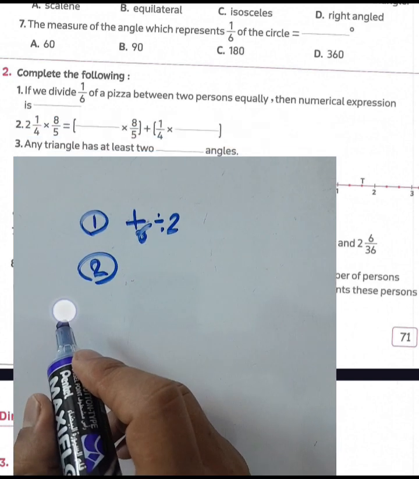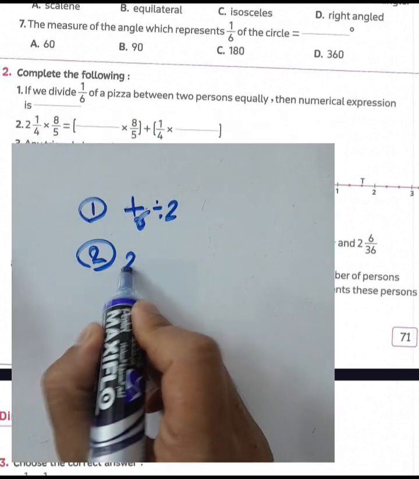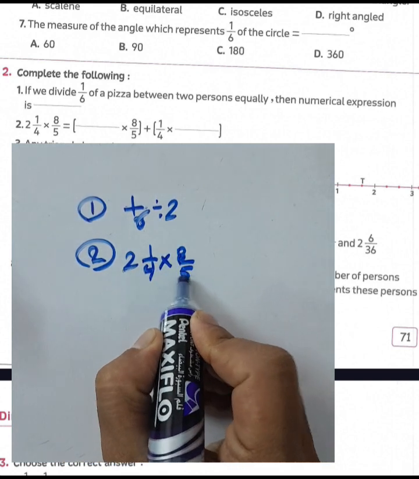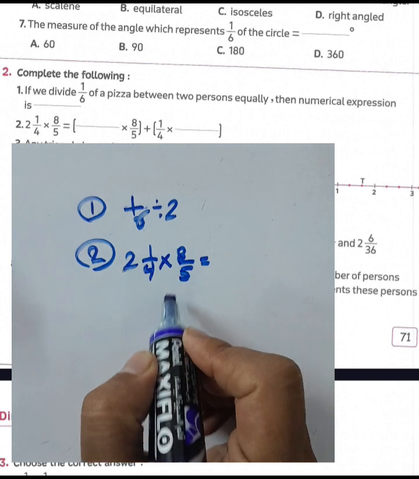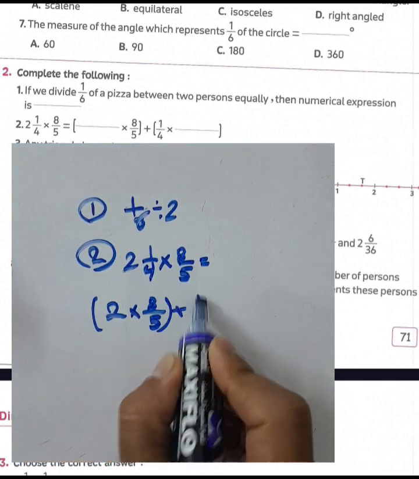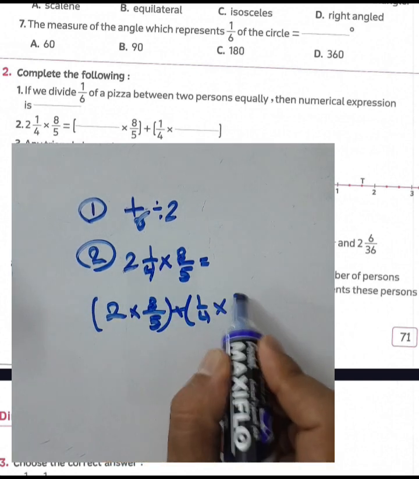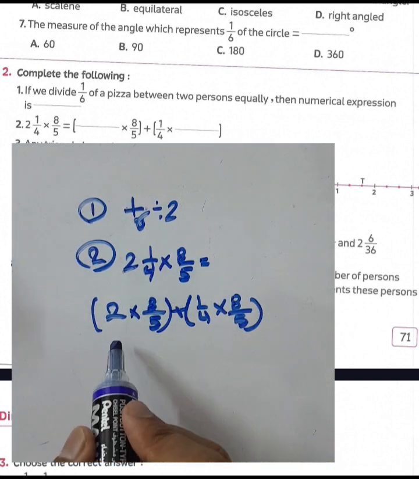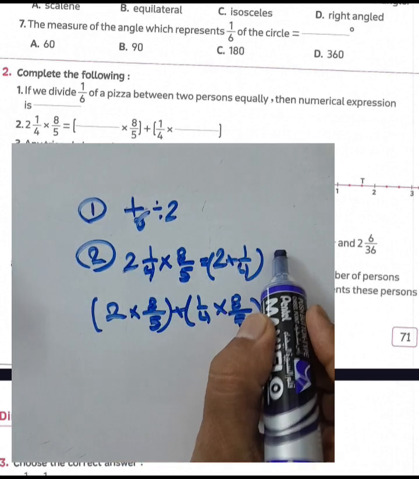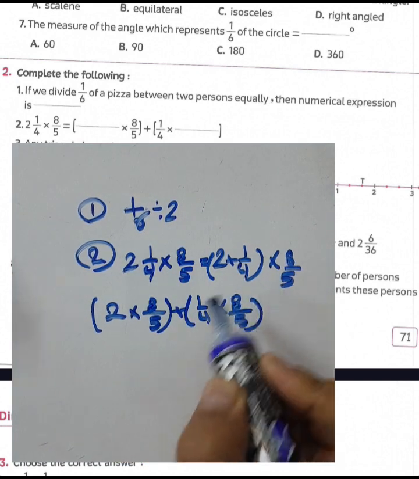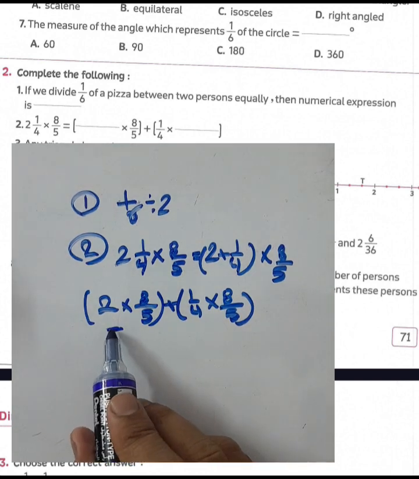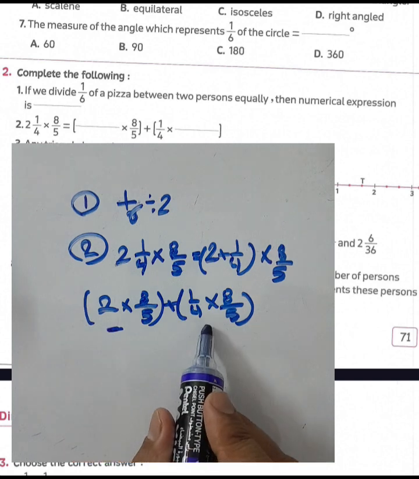Question number 2. 2 and 4 multiplied by 8 over 5. We can use the distributive property. Write 2 multiplied by 8 over 5 plus 4 multiplied by 8 over 5. Because 2 plus 4 is equivalent to 2 and 4, multiplied by 8 over 5. Using here the distributive property. Then you can write in the first space here 2 and here 8 over 5.